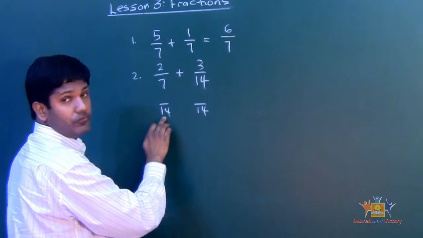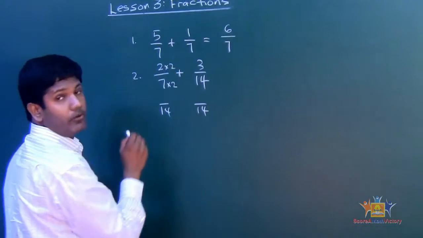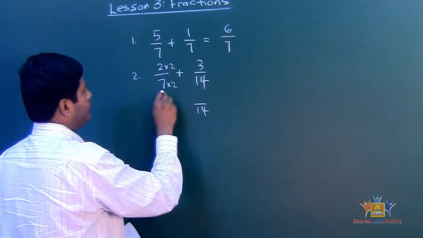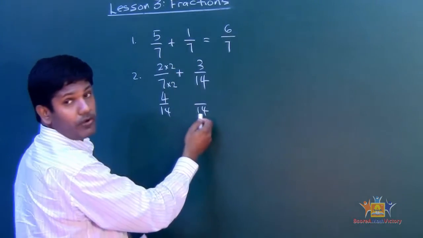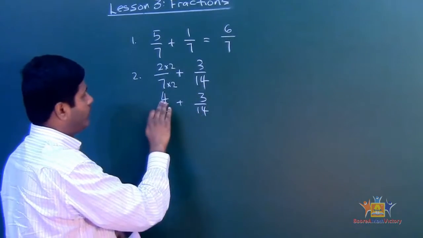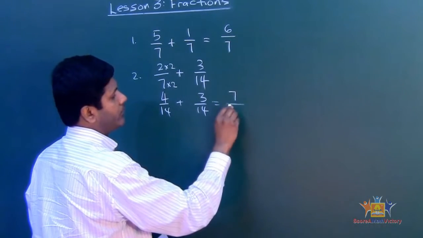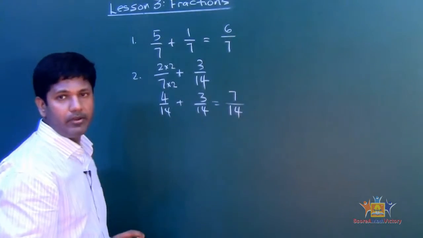How do I get 7 to 14? I multiply that by 2. That means I'm going to multiply the numerator also by 2. So 2 times 2 is 4. And this one, since 14 is still the same, I'm just going to bring the 3 down. Now I can add them. 4 plus 3 is, very good, 7. 14, bring it across as a denominator. You just bring it across.